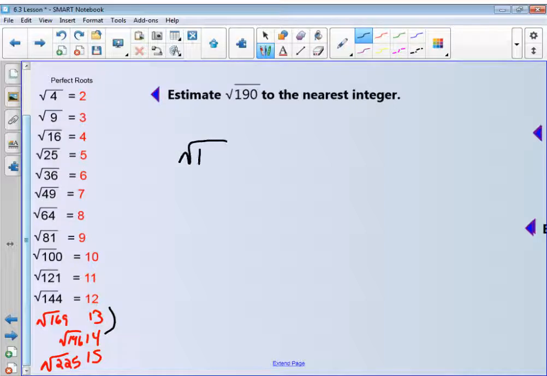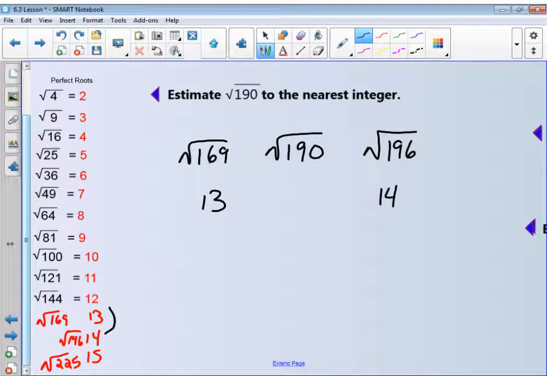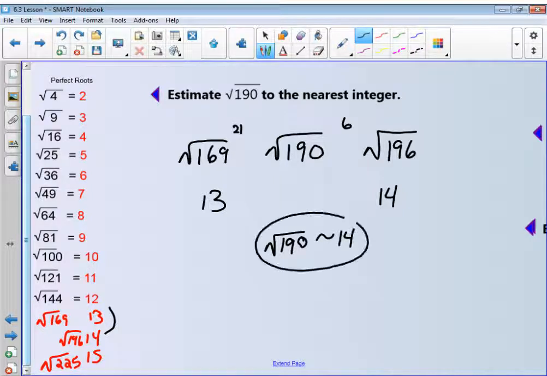So the square root of 169, which is 13, and then we would have the square root of 190, and then the square root of 196, which is 14. So it would fall between the numbers 13 and 14. And it is closest to 14 because here there is only 6 difference, whereas here there's 21 difference. So the square root of 190 is about 14. It's a little under 14, but it's about 14 if we're estimating.